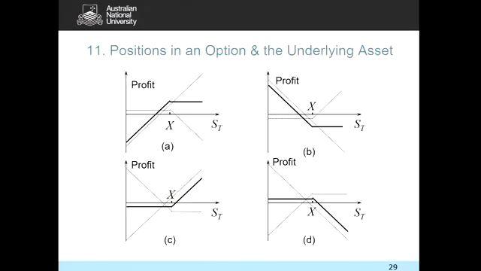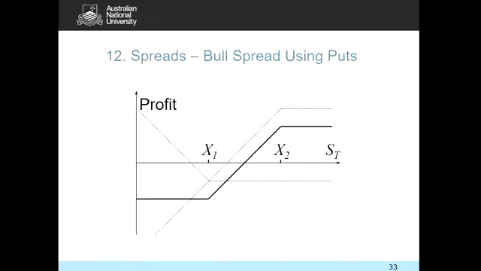Here you are buying a cheap put option and selling an expensive put option. So you'll get a small initial cash inflow.